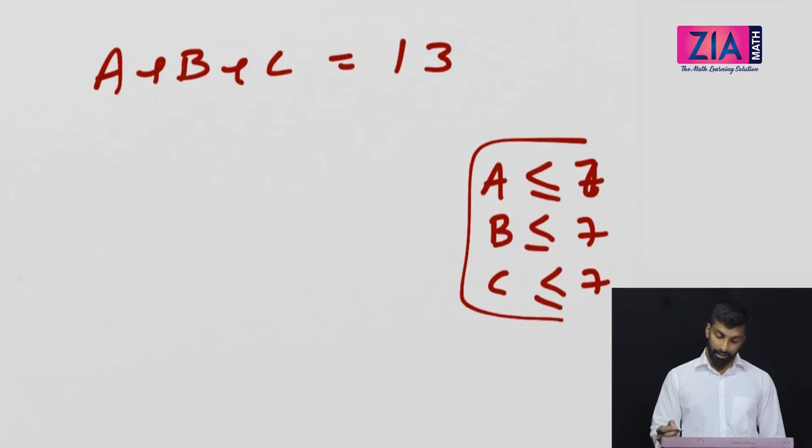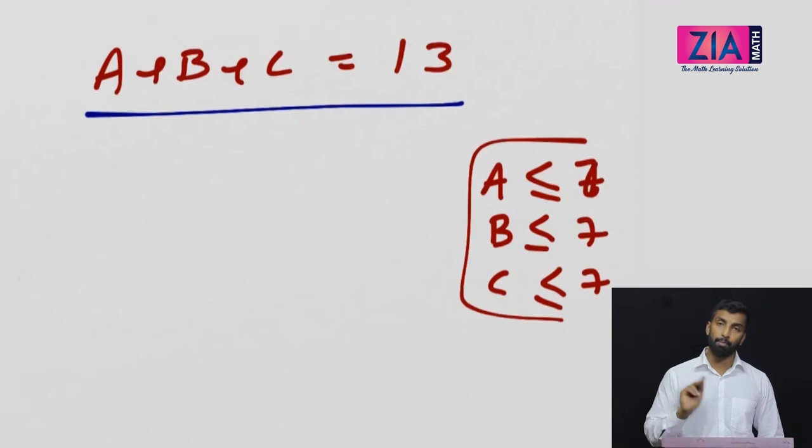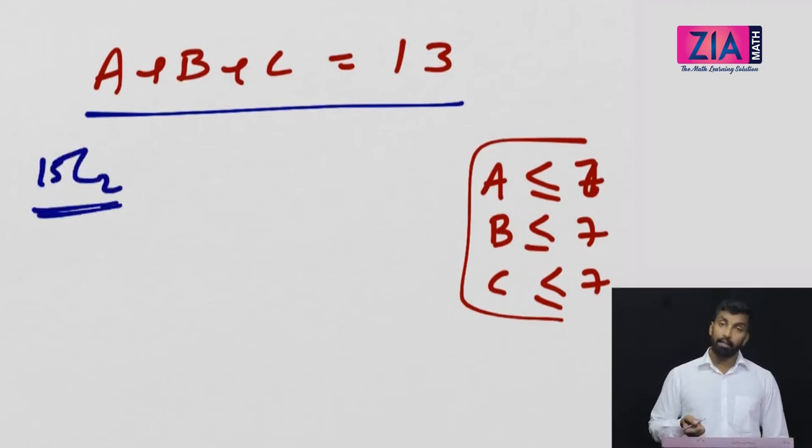That is the question. Okay, if the question is how many ways can you distribute 13 chocolates to 3 people, then what is the answer? 15C2 is your answer. This includes the situations where A gets more than 7, B gets more than 7, C gets more than 7, right?